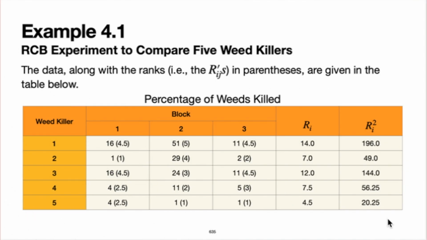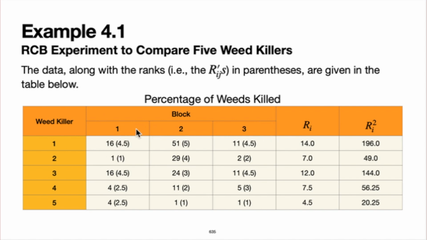Okay, so on this slide, we've got the data along with the ranks in parentheses. And remember, the responses here are the percentages of the weeds killed. And notice that not only do we have the weed killers represented by the rows, but the columns, at least these 3 columns, correspond to the 3 blocks.